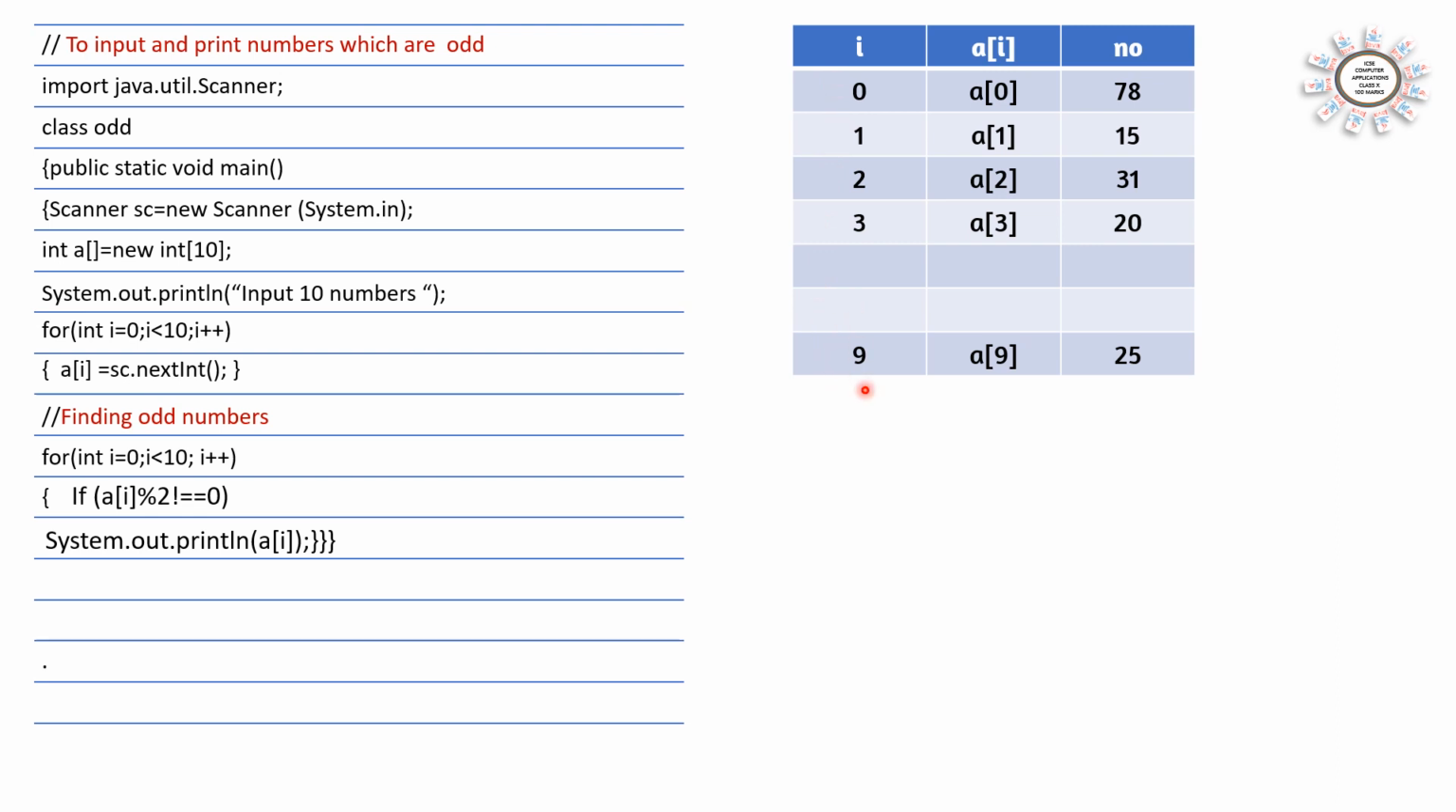That means 0, 1, 2, 3. And A of I, that means A0, A1, A2, A3 up to A9. So A of I is equal to sc.nextInt. So the integer numbers which we are inputting will be stored. First number will be stored in A0, second number in A1, third number in A2, and the last number, that is 10th number, in A9. So elements are stored like this. So we got the 10 numbers from the array.